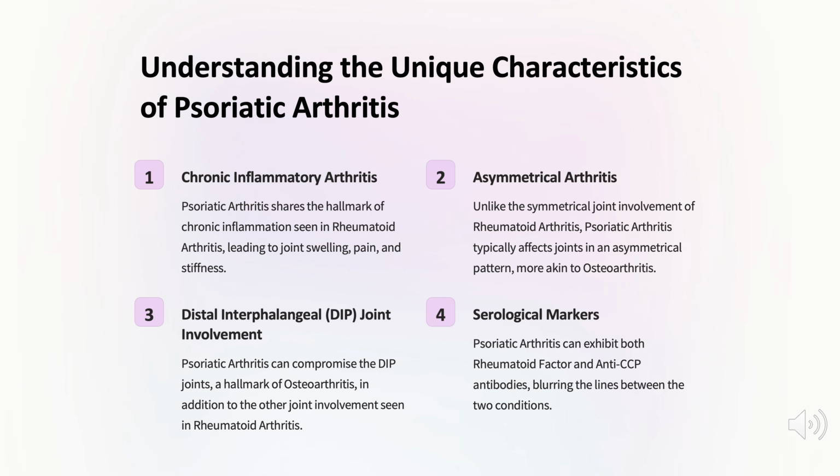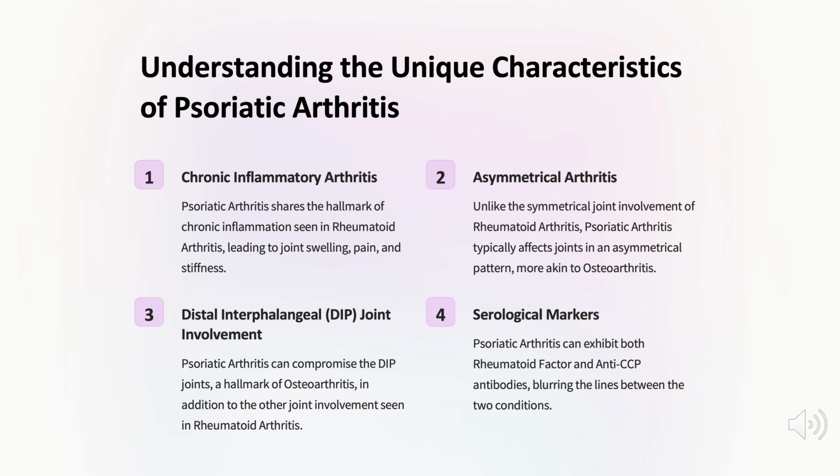Welcome to our discussion on understanding the unique characteristics of psoriatic arthritis. Psoriatic arthritis shares several similarities with rheumatoid arthritis, notably the hallmark of chronic inflammation that leads to joint swelling, pain, and stiffness. However, there are distinct differences that set psoriatic arthritis apart from rheumatoid arthritis and other forms of arthritis.